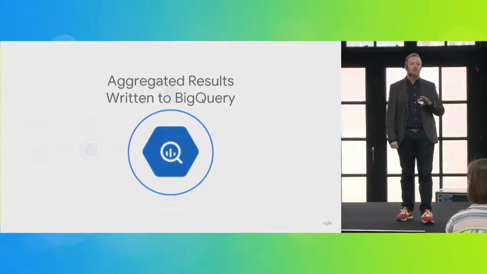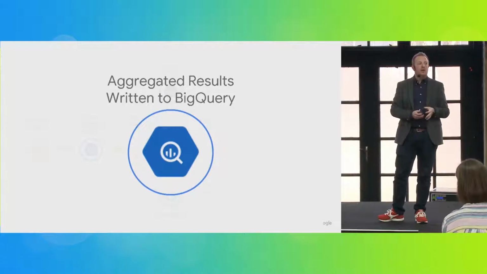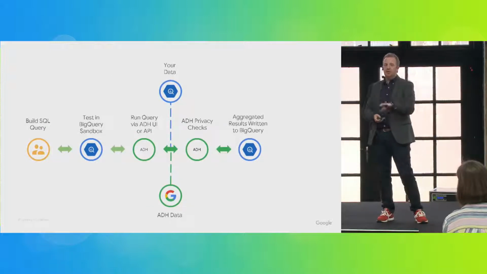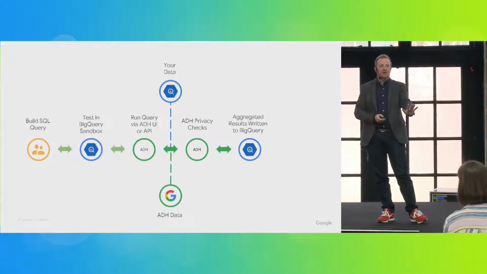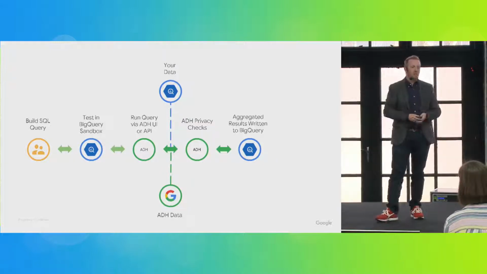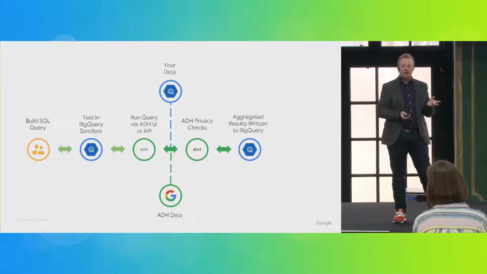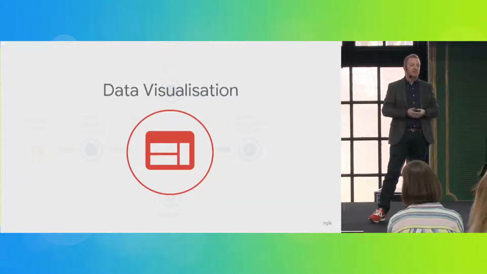Once the query completes, rather than displaying it through the UI, we write it directly to your own BigQuery dataset. And because it sits then in your BigQuery dataset, your table, you can do whatever you want with it. Google don't have access to that data anymore. So you can join it with further first-party data that you have. You can even do things like data visualization.